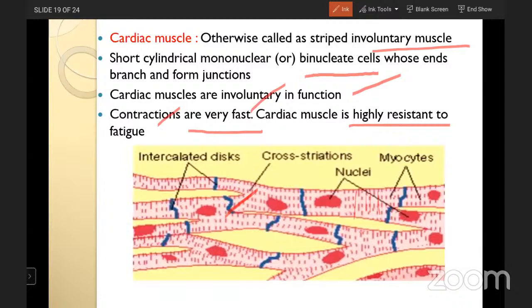These are the muscles which have the nature of both striated muscles as well as non-striated. Structurally they are like striated muscles, functionally like non-striated muscles. This is about cardiac muscles.